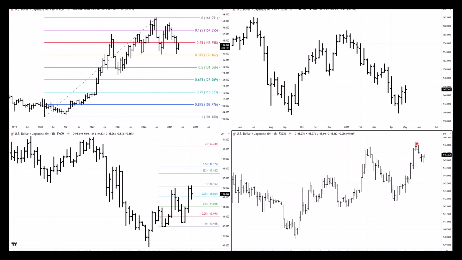As I said, it wouldn't surprise me if the Aussie and the pound and the euro have a little bit of a pullback to start the week and then turn around and have a strong week there. If that's the case, it wouldn't surprise me to see the US dollar yen just push up a little bit higher as well, and then maybe find its top and turn around and go from there.